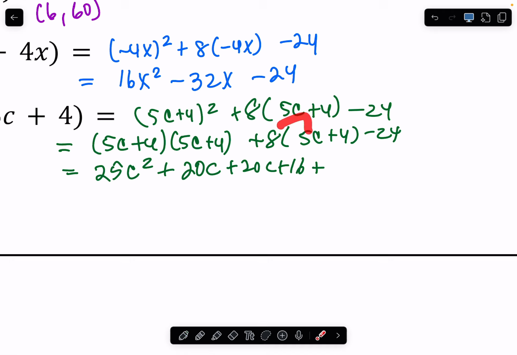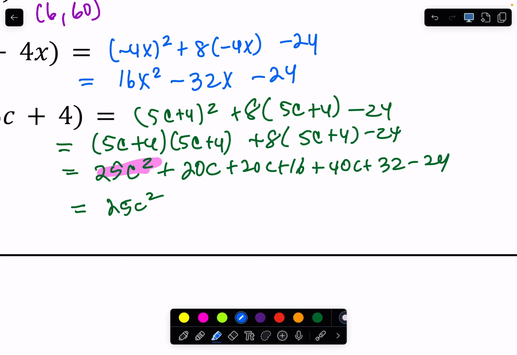Now we have to distribute the 8. We get 40C plus 32 minus 24. Now once you have the big old list, just go in high power to low power, descending order. So our highest power is 25C squared. There's only one of them. So it is what it is. You just leave it. Okay.